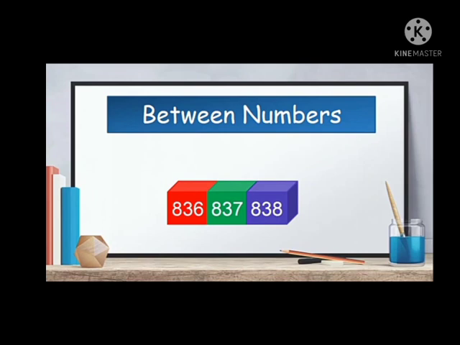837 is the between number of 836 and 838. So what is the between number of 836 and 838? Can you say? Yeah, surely that is 837. Good, no? The between number, after number and before number.